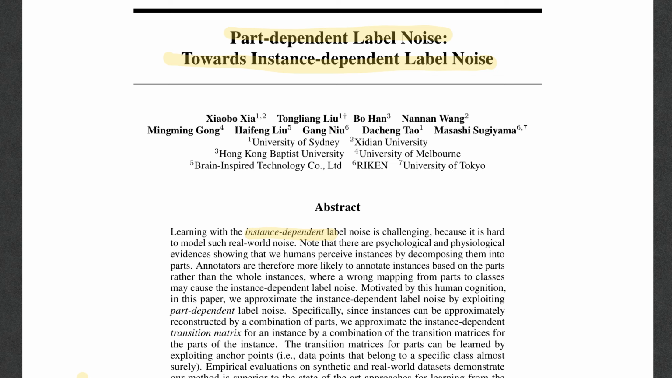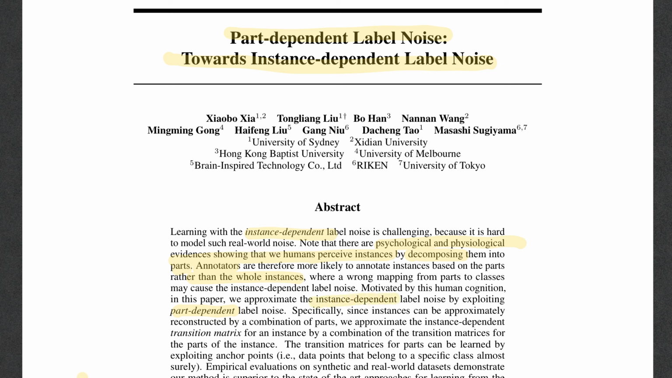They mentioned that there are psychological and physiological evidences that humans perceive instances by decomposing these instances into parts, which therefore renders the human annotators to make mistakes based on parts rather than the whole instances. To address this specific problem, they propose the part-dependent label noise as a way of approximating this instance-dependent label noise.